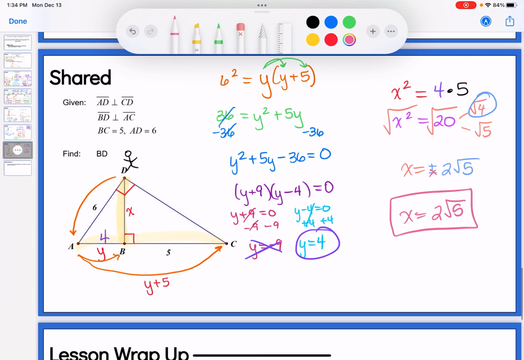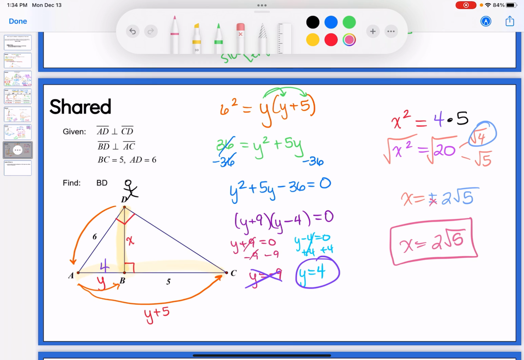All right, so even if it's a little bit complicated, you can use that skydiver idea. You could use the skydiver idea more than once, right? Just depends on what you have and what you're trying to solve for.